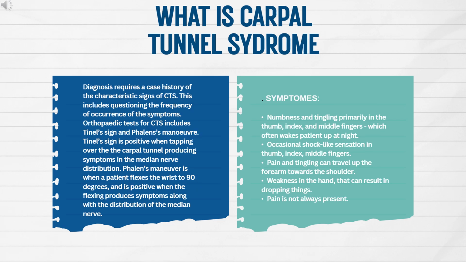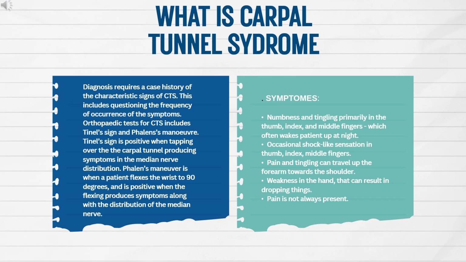The diagnosis of carpal tunnel syndrome requires a careful case history of the characteristics of the condition. This includes questioning the frequency of the occurrence of the symptoms that the patient may present with. Orthopedic tests include Tinel's sign and Phalen's maneuver. Tinel's sign is positive when tapping over the carpal tunnel with a reflex hammer produces symptoms in the median nerve distribution. Phalen's maneuver is when a patient flexes the wrist to 90 degrees and is positive when the flexing produces pain along the distribution of the median nerve.